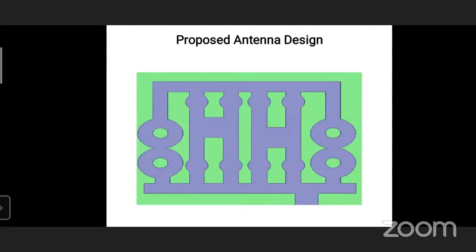Now we come to the proposed antenna design. While conducting a literature survey of various antenna designs in which the patch is made using alphabetical shapes, we have tried to fabricate a new antenna using two alphabet shapes and an inverted U. On that inverted U structure, we have two rings on each side of the U structure.